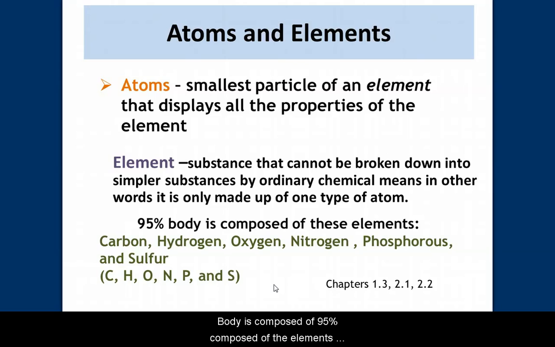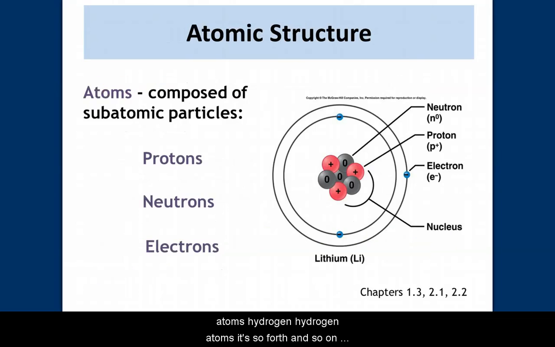95% of the body is composed of these elements: carbon, hydrogen, nitrogen, oxygen, phosphorus, and sulfur. And these are the chemical symbols for those particular elements. And remember, the element carbon only has carbon atoms, hydrogen atoms, so forth and so on.